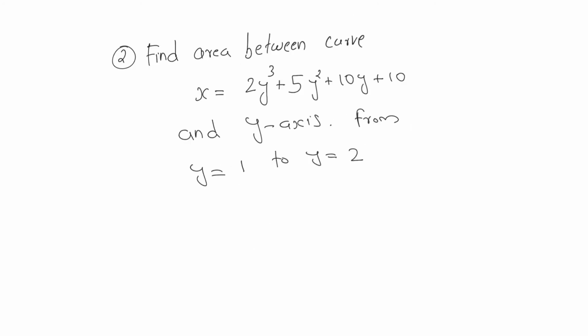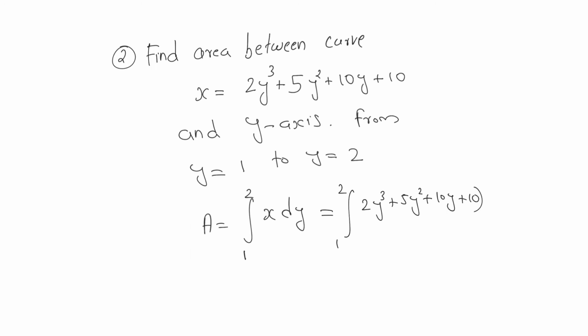We can take another example. Find the area between the curve x is equal to 2y cube plus 5y square plus 10y plus 10 and y-axis from y is equal to 1 to y is equal to 2. So we can write area is equal to nothing but integration of x dy, and the limit is changing from 1 to 2. So you can write x in terms of y over here, that is integration of 2y cube plus 5y raised to 2 plus 10y plus 10 into dy.